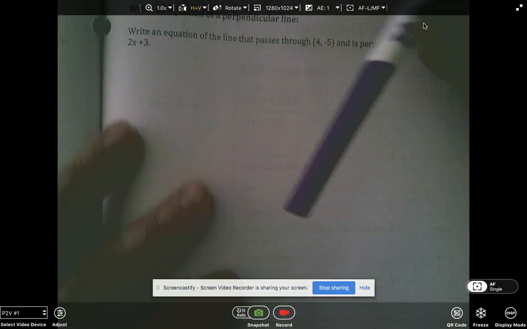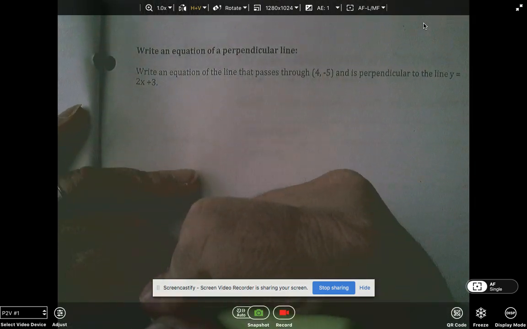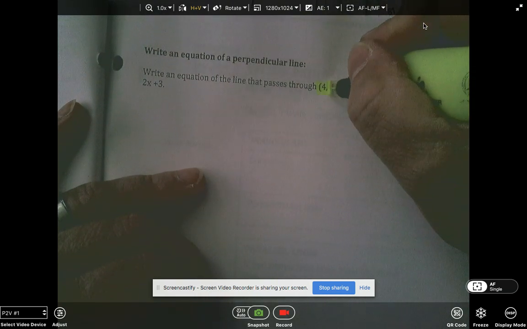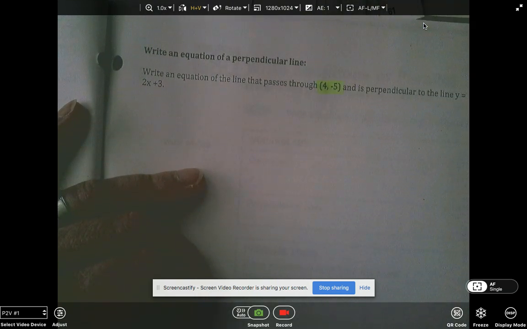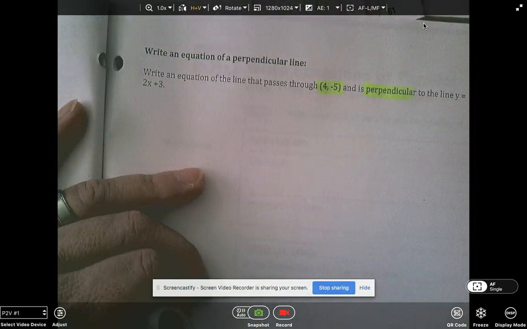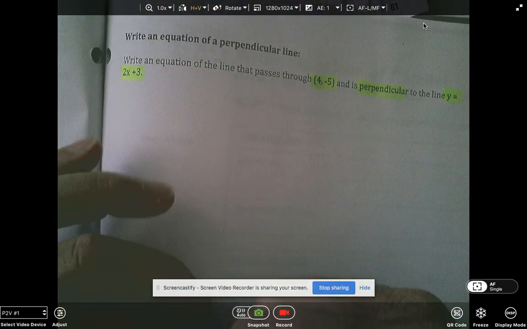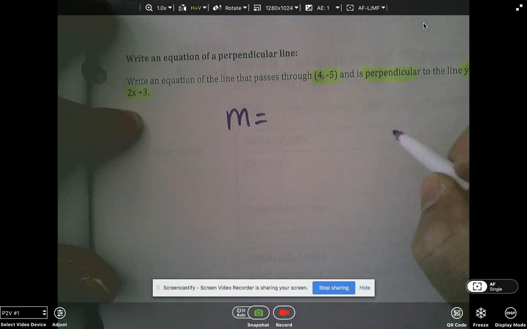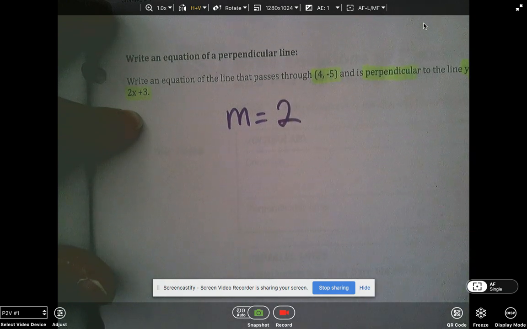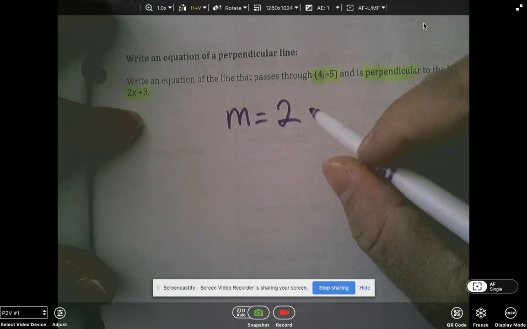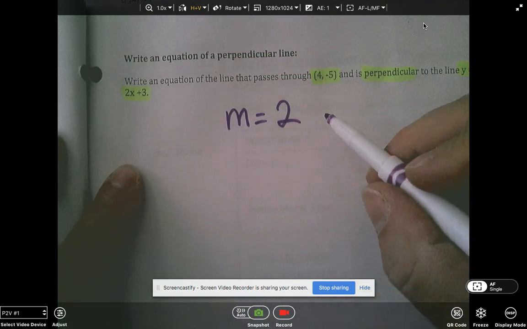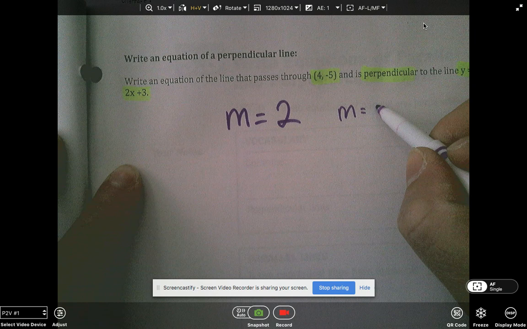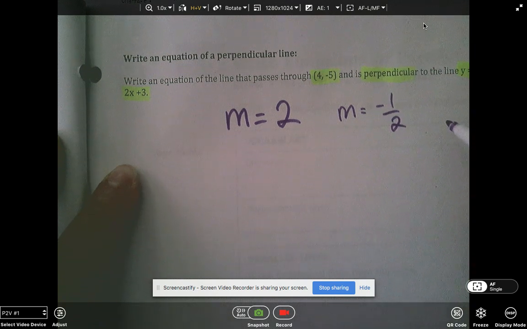All right, last example here. Similar to the last part, we're going to write an equation of the line that passes through (4, -5) and is perpendicular to y equals 2x plus 3. The first step we need to do is figure out the slope of this line, which is 2. If we want to be perpendicular, what would be the negative reciprocal of 2? -1/2.